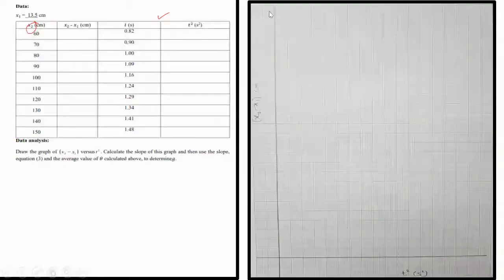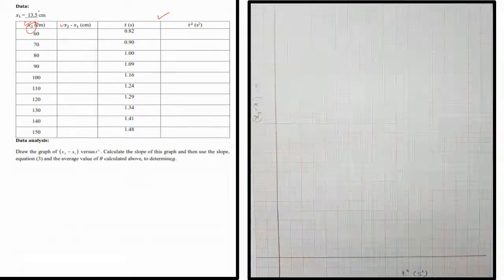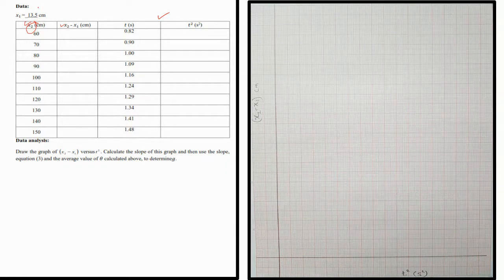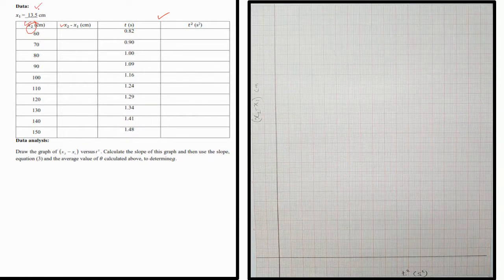Let's come to the table. What are the things given in the table? In the table, they give the value of x2, the value of x2 minus x1, the value of time and then time square. So the first thing in the lab classes, when you start your experiment, the most important thing, you have to find what x1 is. I will teach you, inshallah, next week. So for the time being, I will take the x1 value as 13.5 centimeters. And this x2 value is already given in your paper.